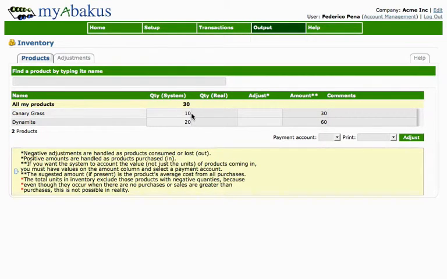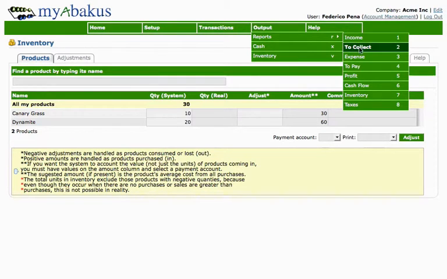The 10 units of canary grass are in turn the result of subtracting from the 15 units I bought, the 5 I sold, and the 20 of dynamite, the result of subtracting from the 30 I bought, the 10 I sold. So far, it's all clear in terms of units, but it's also important to know how much are those units worth. In other words, what is the value of my inventory?